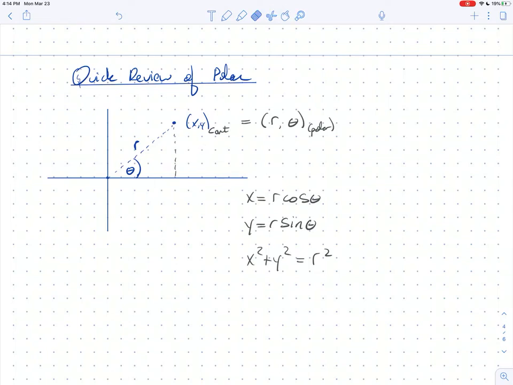Let's erase this stuff now. One other useful formula is what happens if you take y over x. Well, you get r sine theta over r cosine theta, where the r's cancel. This is just tangent theta. And so sometimes it's helpful to realize that theta is actually the inverse tangent of y over x. So there's a lot more that can be said, but those are the key conversions if you want to write something down in terms of polar.